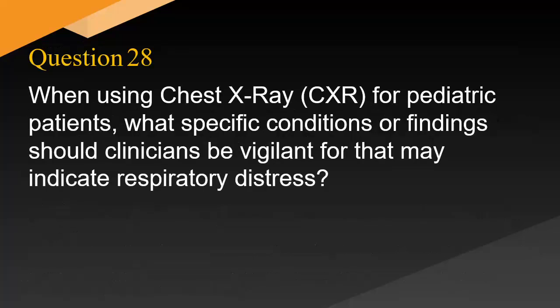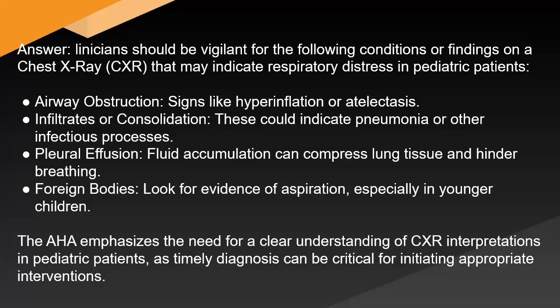When using chest X-ray, CXR, for pediatric patients, what specific conditions or findings should clinicians be vigilant for that may indicate respiratory distress? Answer: Clinicians should be vigilant for the following conditions or findings on a chest X-ray that may indicate respiratory distress in pediatric patients. Airway obstruction: signs like hyperinflation or atelectasis, infiltrates or consolidation. These could indicate pneumonia or other infectious processes.